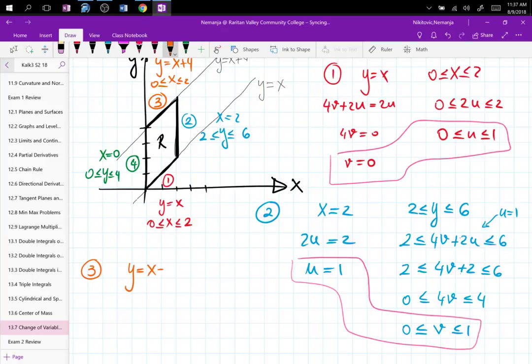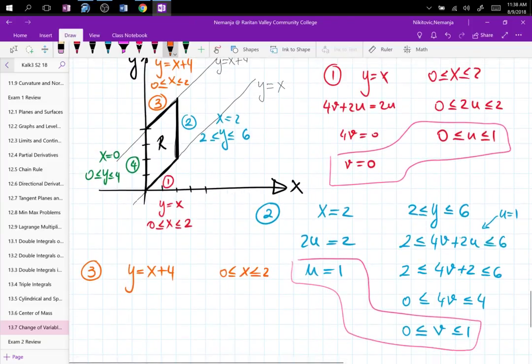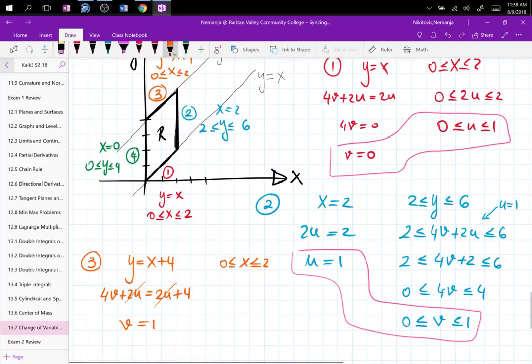y is equal to x plus 4, 0 less than x less than 2. Y is given as 4v plus 2u, is equal to x is 2u plus 4. So the u's cancel, and then 4v is equal to 1. X is given as 2u, so 0 less than or equal to 2u less than or equal to 2. U is stuck between 0 and 1.